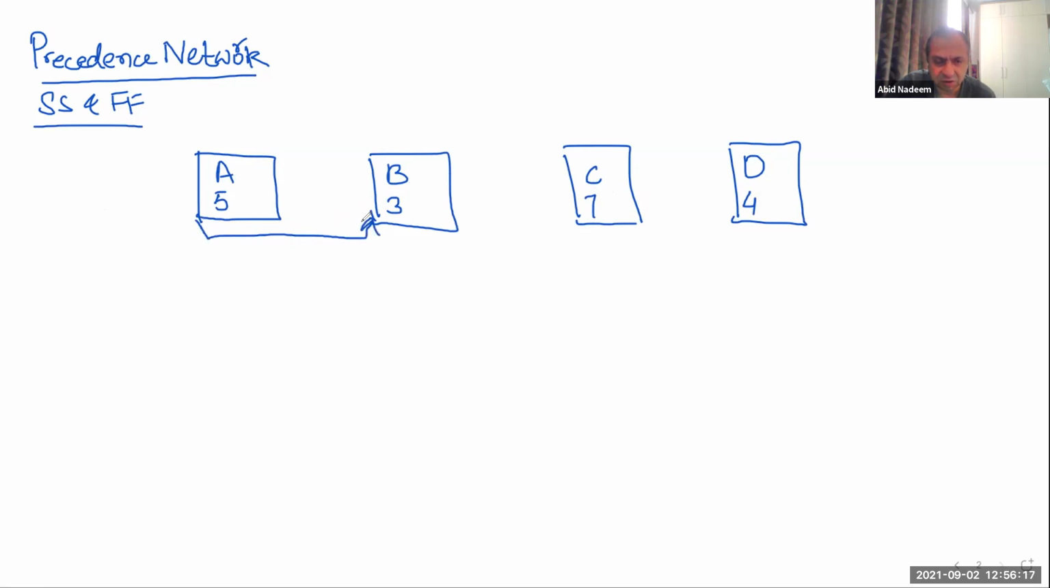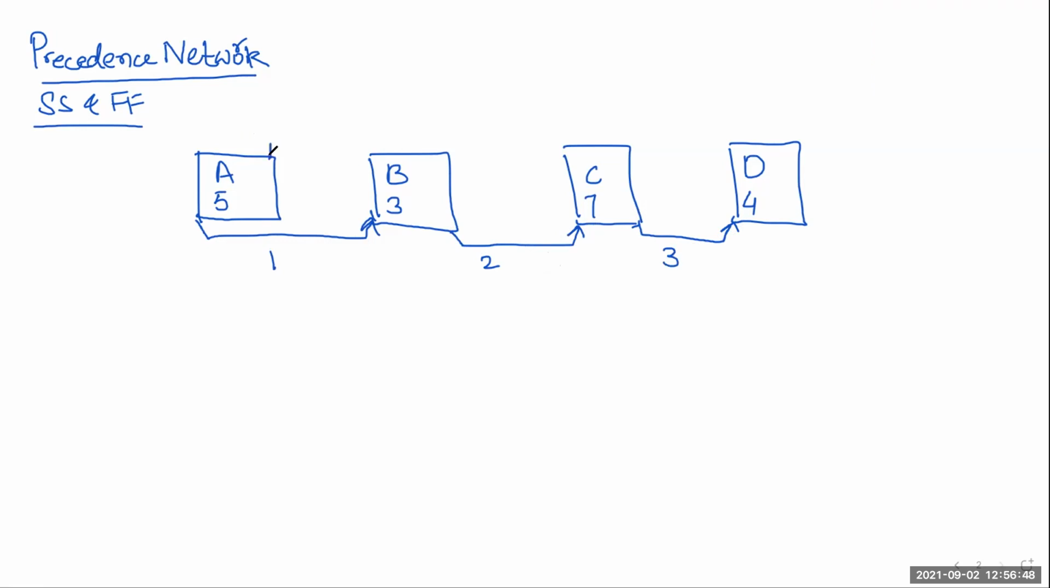Here you can see how I'm connecting these arrows, start to start relations. The start of activity B is with a lag of 1 day after the start of activity A. And activity B has a start to start and finish to finish relationship with a lag of say 2 days. Similarly, start to start from C to D is with a lag of 3 days. Similarly, activities B and C can have the finish to start.